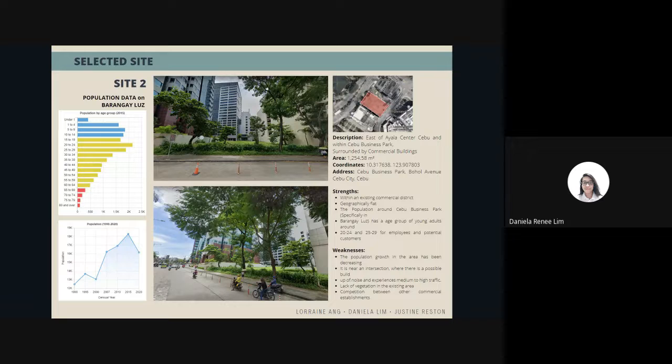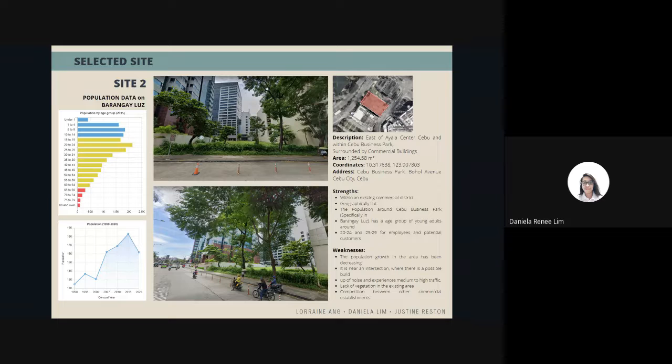Site 2 is located in Cebu Business Park, Bohol Avenue, Cebu City. The area is around 1,254.58 square meters. And Site 2 is a through lot, which means that it is accessible from both the front and back of the lot. The lot is noticeable and it's near a major road, which is convenient for vehicular and pedestrian access. There are little to no hazards in terms of floods, landslides, and storm surges.